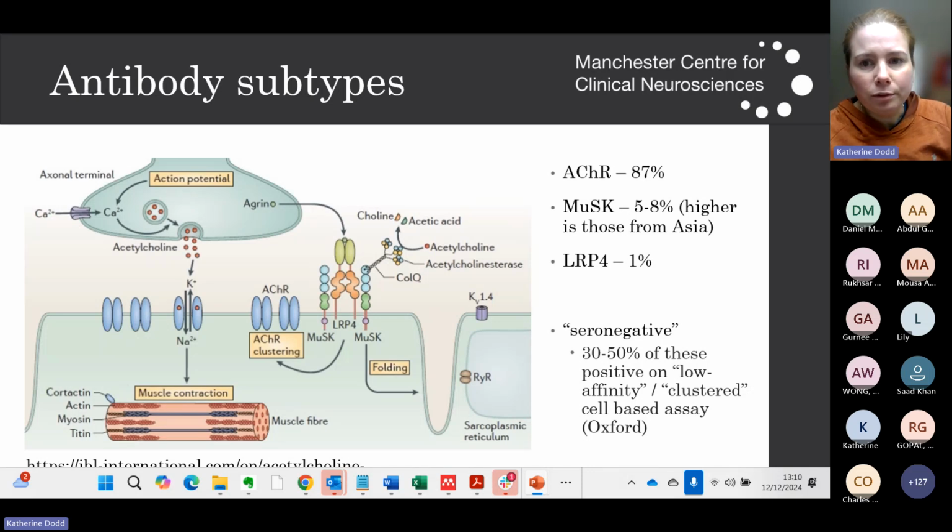So most labs will test for AChR antibodies using an ELISA or an RIA, but you can send blood down to Oxford for a low affinity or clustered assay, which is done as a cell-based assay. So they grow cells and cluster the AChR receptors on the cells, and then they see if the antibodies bind, because some of the antibodies only bind if those AChR receptors are clustered together rather than just being able to bind to a single receptor.